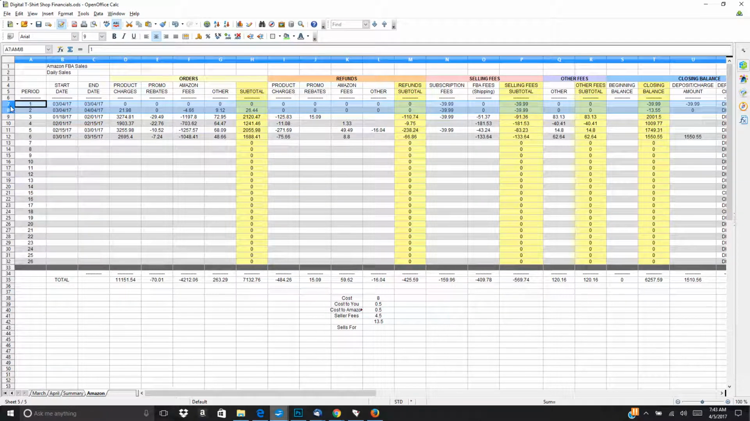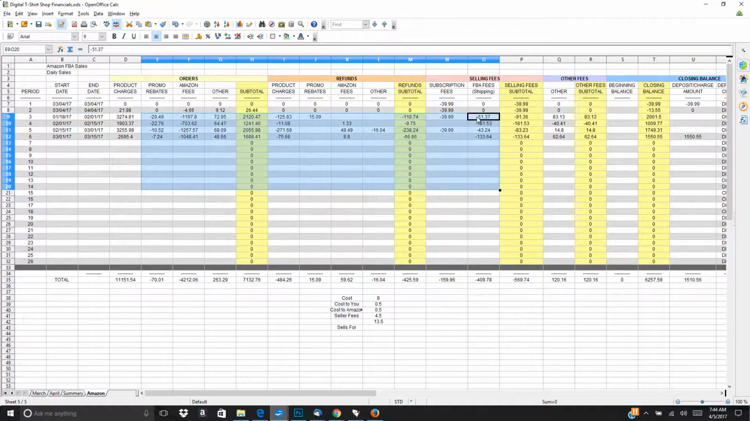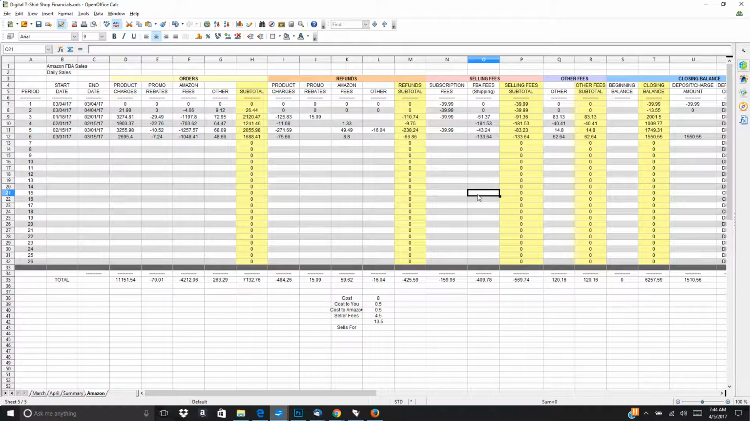What I'll try to do is take a version of this and put it on the digitaltshirtshop.blogspot.com blog so that people can use it if they would like. But hopefully this actually helps, and hopefully those tips on selling Amazon FBA help too. Amazon is a funny beast.